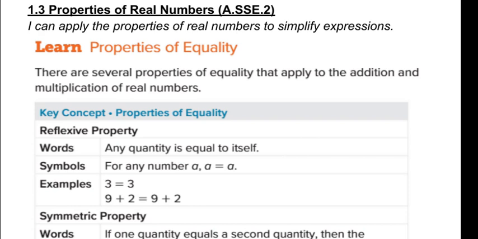Alright, so today we're going to go over 1.3 properties of real numbers.